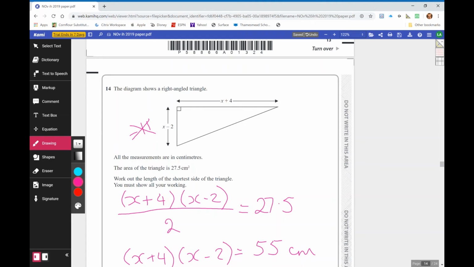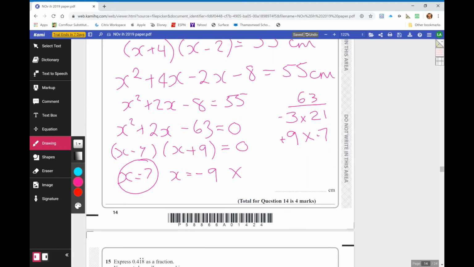7 minus 2, so that's going to be 5. And then 7 plus 4, 11. And you can see 5 times 11 equals 55. And then obviously divide that by 2, you get your 27.5. I'm just doing a little test on that. That's my test, or check. So 5 times 11, that's your x value.